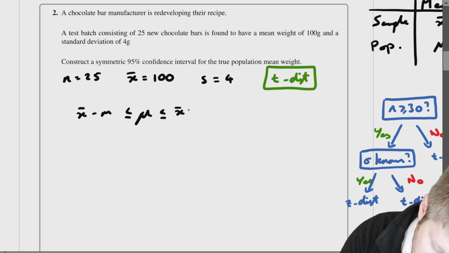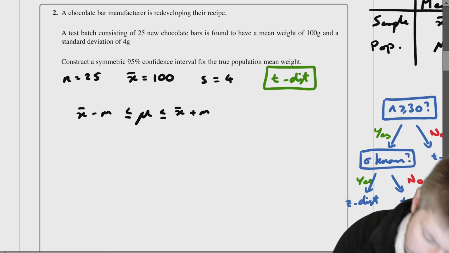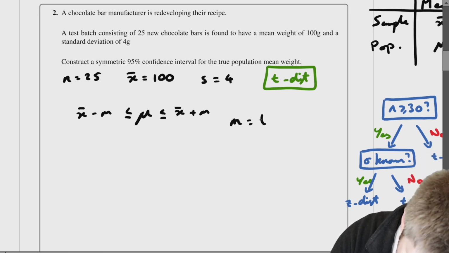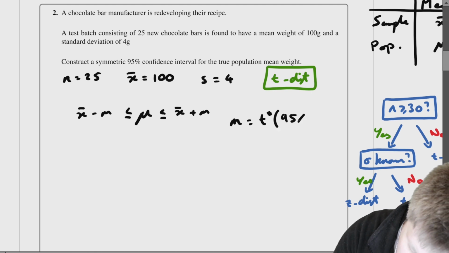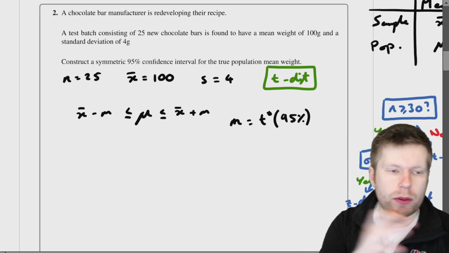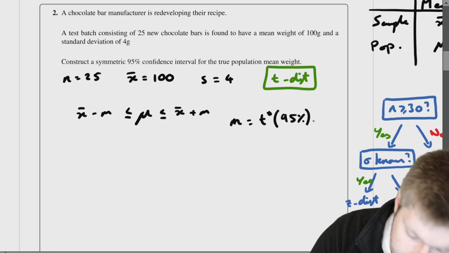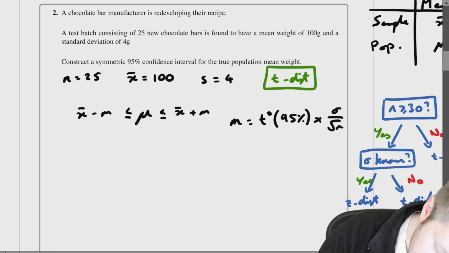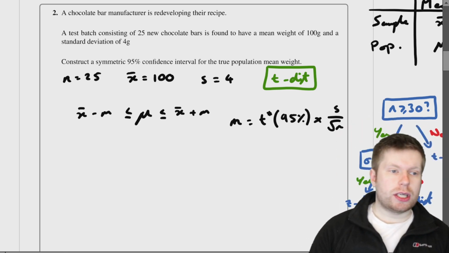That's my lower threshold, and x bar plus some margin of error, that's my upper threshold. Where m in this case is going to be given as, well, I need to use my t distribution, and I'm looking for a 95% confidence interval. So in other words, I need to look at the number of standard deviations each side of the mean which will include 95% of my data. Then I need to multiply that by my standard error, which is sigma over root n. In this case, I don't know sigma, so it's fine just to use my sample standard deviation instead.